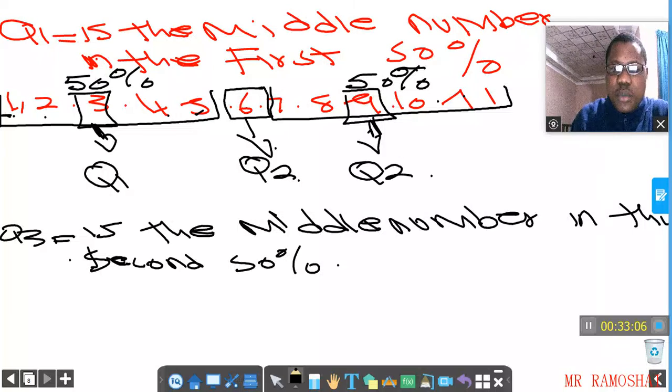Oh, why do I write 2 now? It represents quartile 3. So that is how our quartiles work. If you check everywhere where you see a quartile, it is representing a middle number, right?